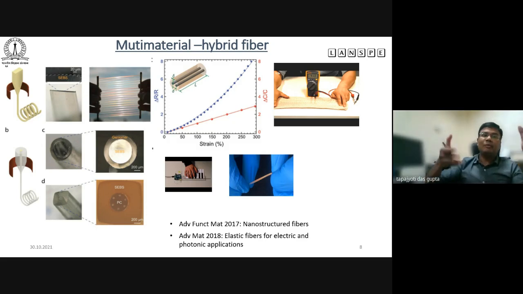And now, in the same way, you make different architectures, as I showed you, like some grating structures, which you can see, which is the cause of this color here, or you can make some step index fibers, as you see, by making two elastomers.